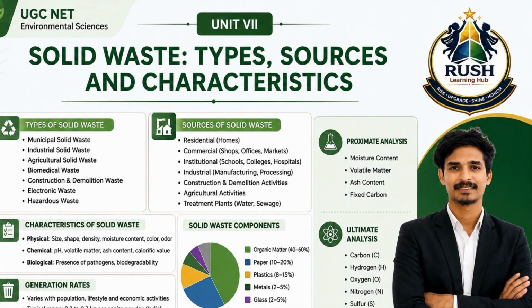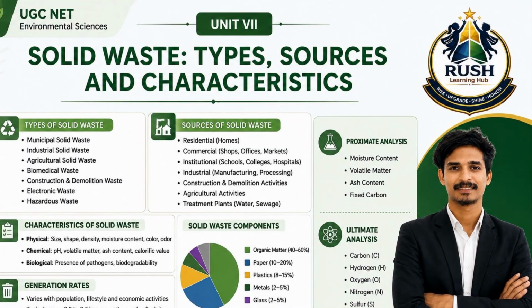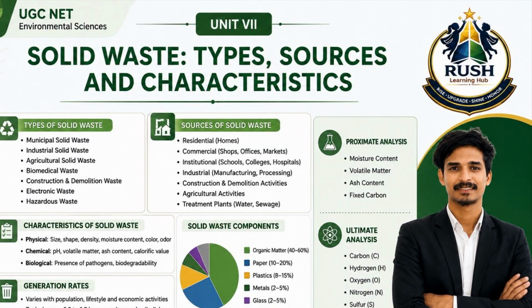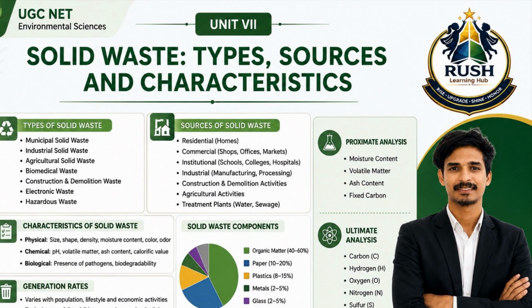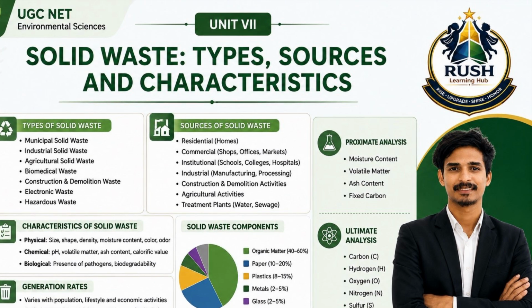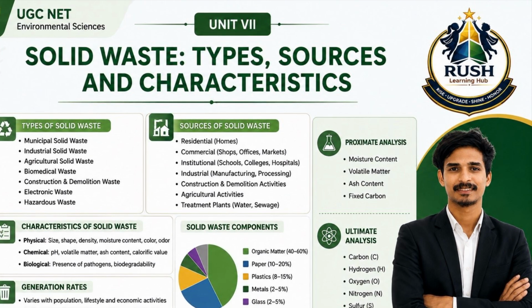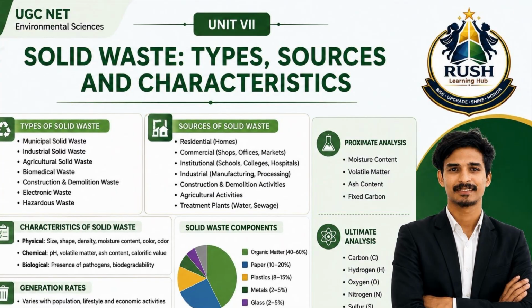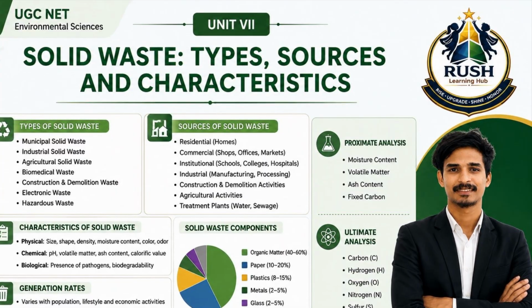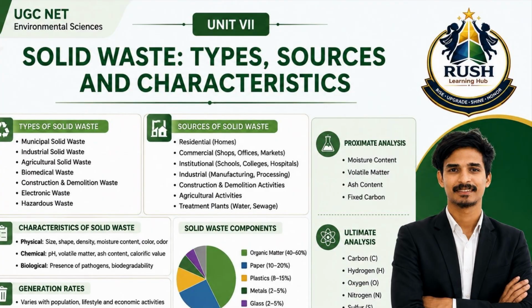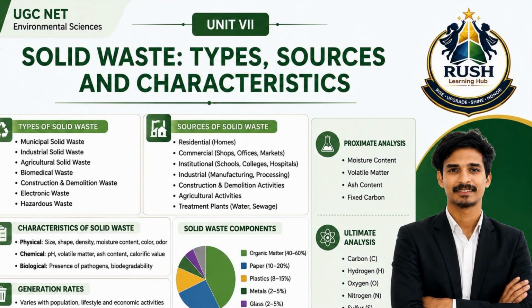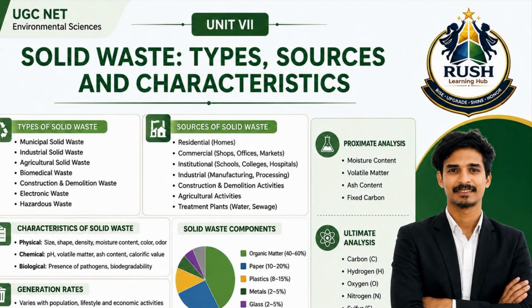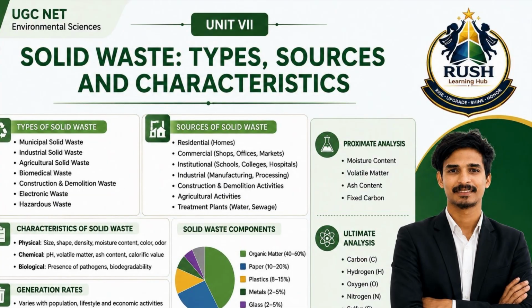The sixth type is electronic waste or e-waste. This includes discarded electrical and electronic equipment such as computers, mobile phones, televisions, printers, refrigerators, batteries, and circuit boards. E-waste contains valuable metals like gold and copper, but also hazardous substances such as lead, mercury, and cadmium.